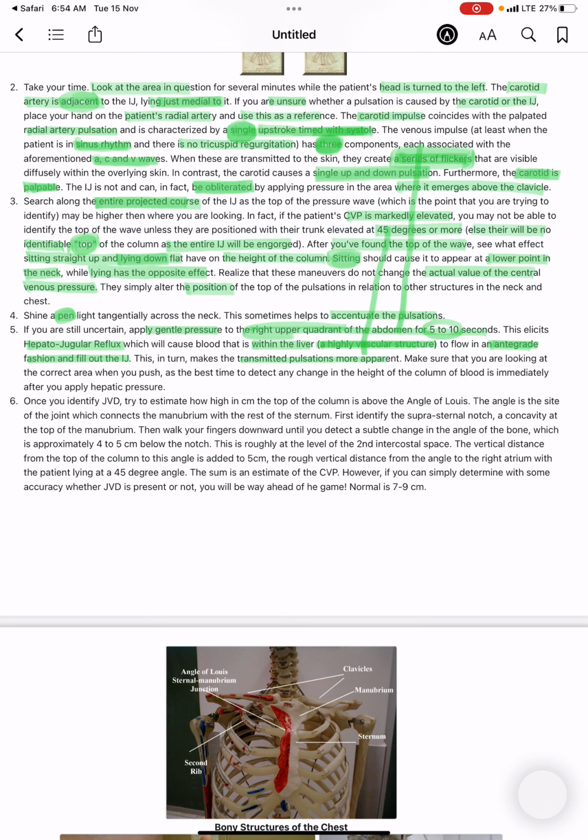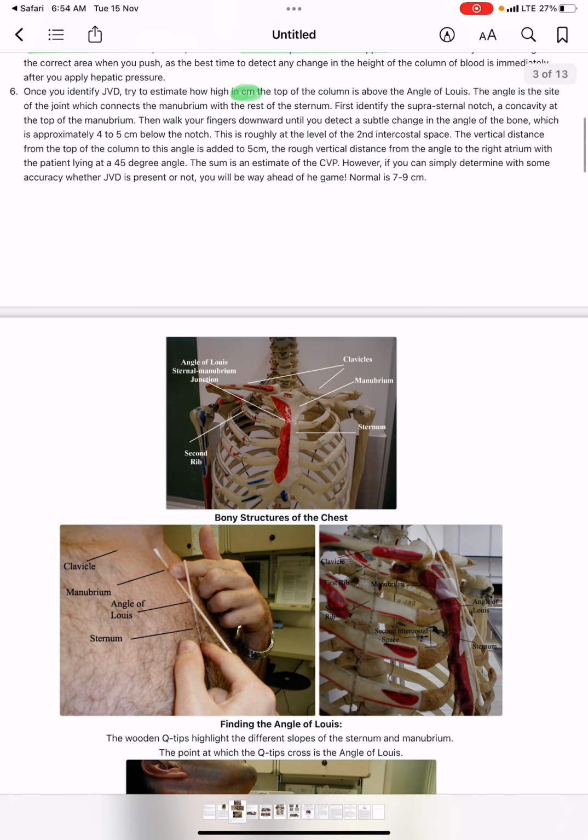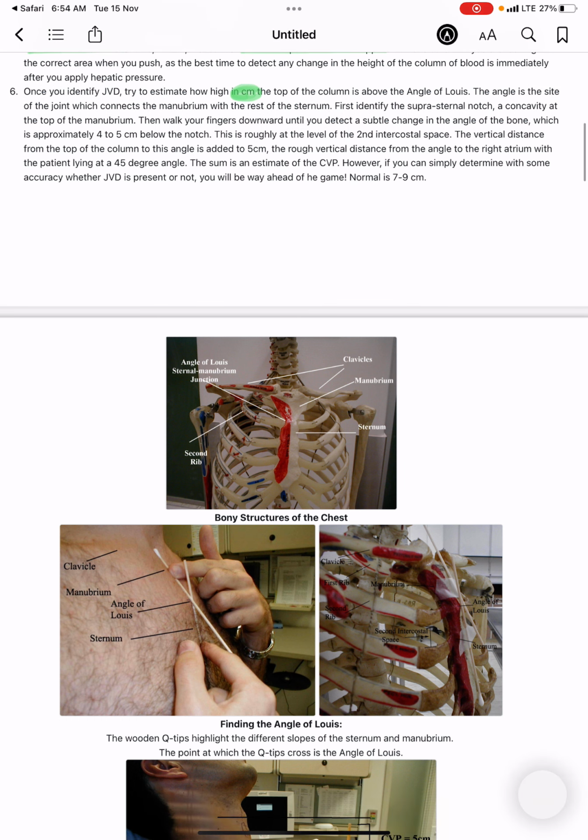Once you identify the jugular venous distension, estimate how high in centimeters the top of the column is above the angle of Lewis. This is the angle at the sternum and manubrium junction.